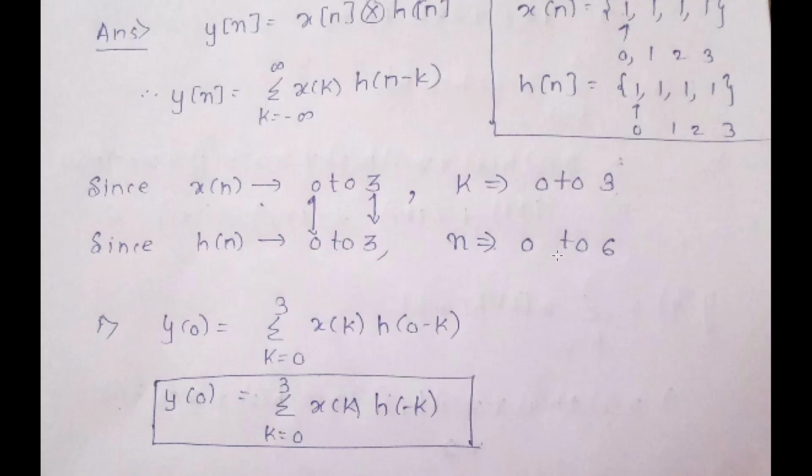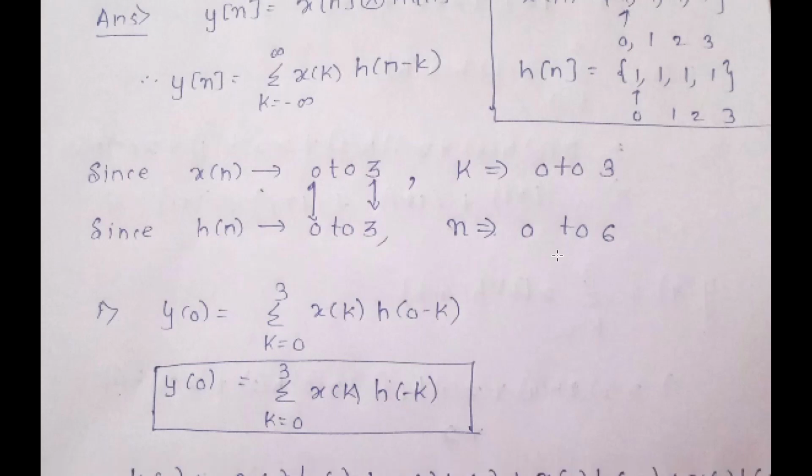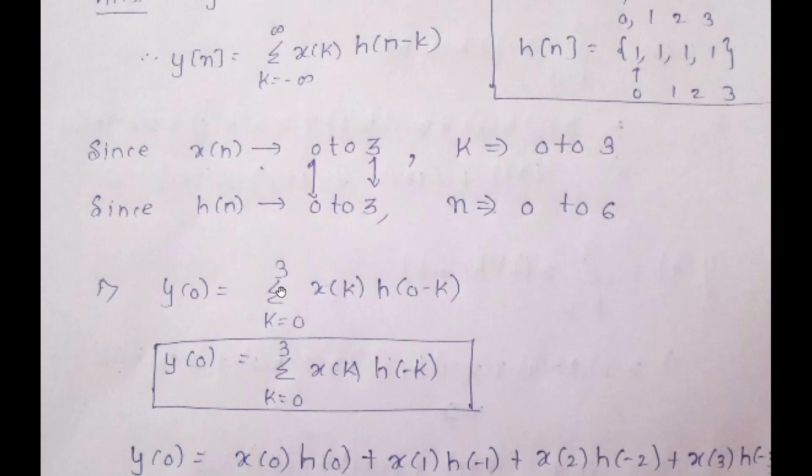So let us start solving the question one after the other. I'll tell you how to solve one particular step, and you can solve the other steps. So first we'll take the value of n as 0. So y of 0 is equal to the sum over k from 0 to 3 of x of k into h of n minus k. My n is 0, that is 0 minus k, which is minus k.